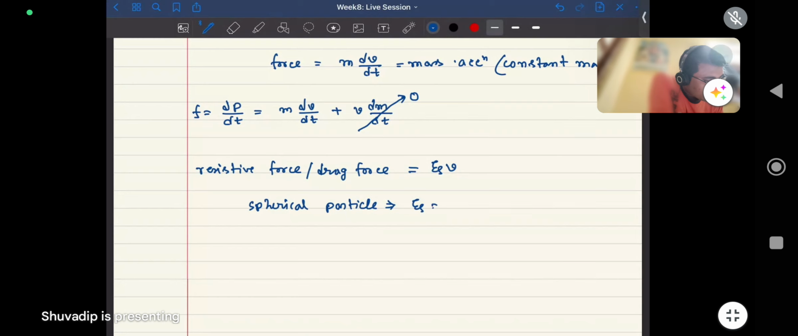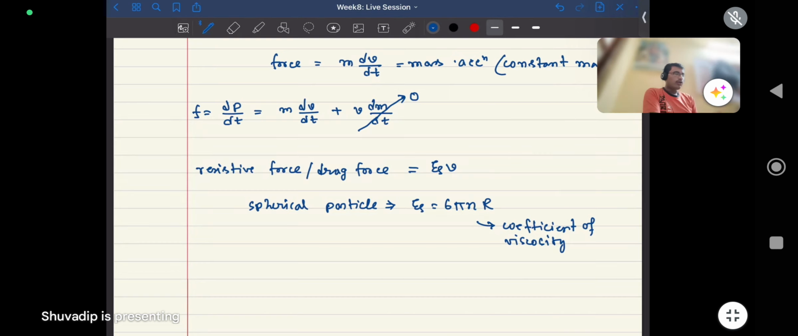For a spherical particle, this xi is given by 6 pi eta r, where eta is the coefficient of viscosity and r is the radius of the particle if it is spherical. Only if the particle is spherical can we safely assume that the force is given by 6 pi eta r v. But if the shape of the particle is something else, not spherical, like some ellipsoid or cube or some other shape, then this formula is not valid. This formula is only valid when the particle is spherical. Okay, so it's a special assumption.